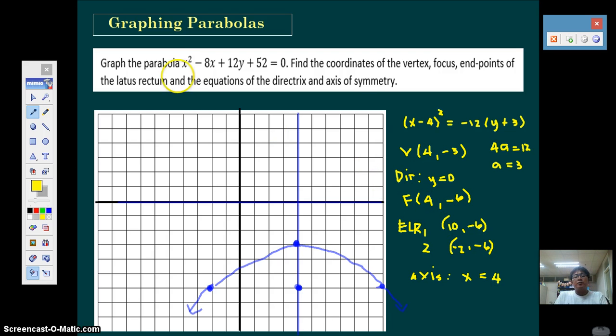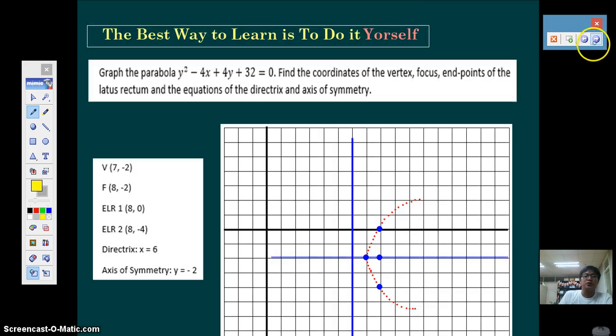So there you go, all the parts of the parabola. Just remember, be careful in converting your general form into the correct standard form so you can obtain the correct parts. Right now, for practice, I know you missed this part. The best way to learn is to do it yourself. I have here a parabola written in general form. I want you to find these on your own. The answers are here obviously, but this is for your practice.